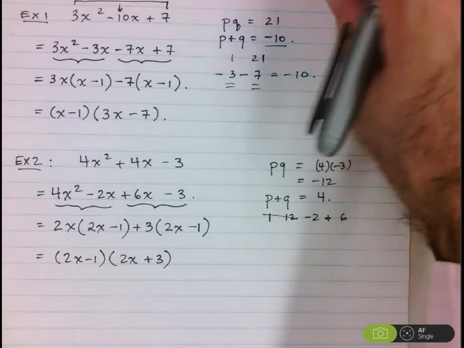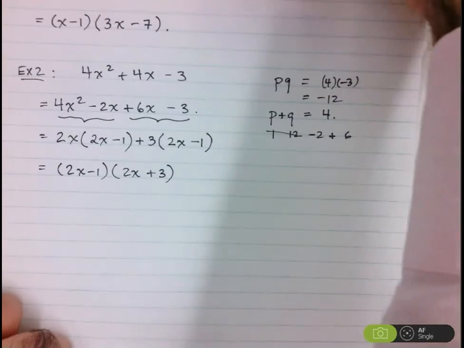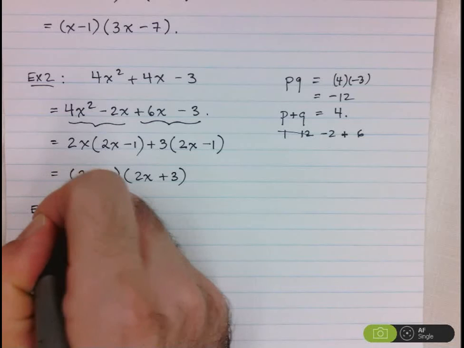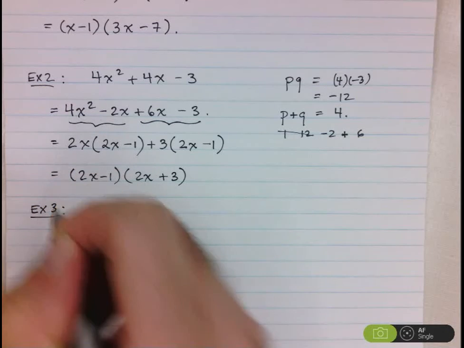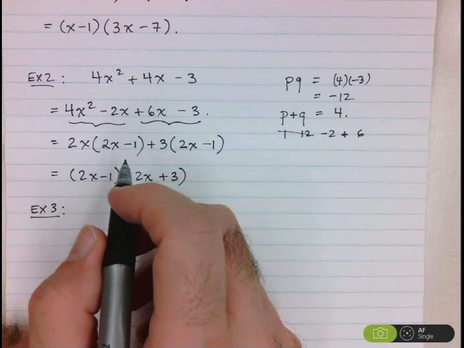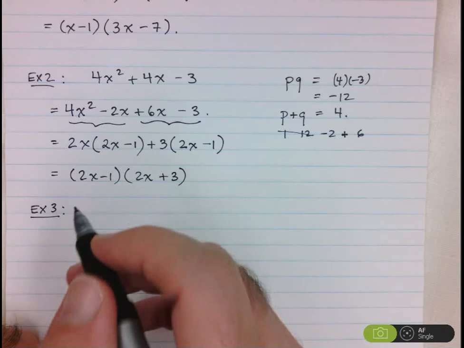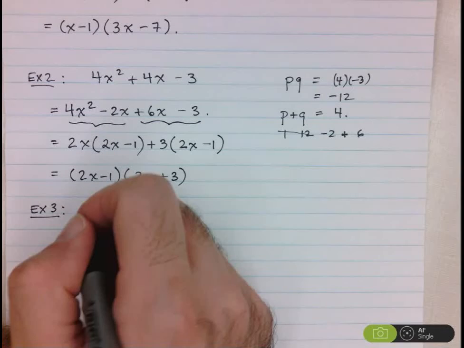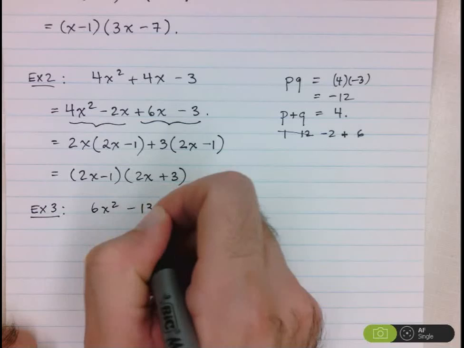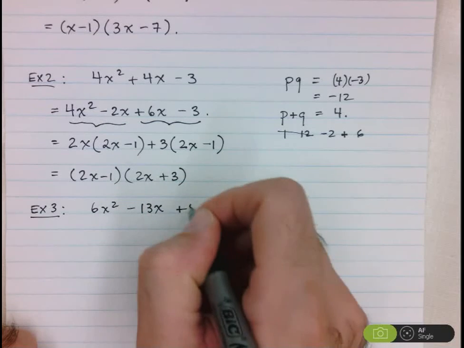Okay, so let's move on to a third example. And you're going to see that the procedure is the same every time. So as I said, this is a little longer than guess and check, but you can follow a system that will work every time. Okay, so let's take a look at 6x squared minus 13x plus 5.